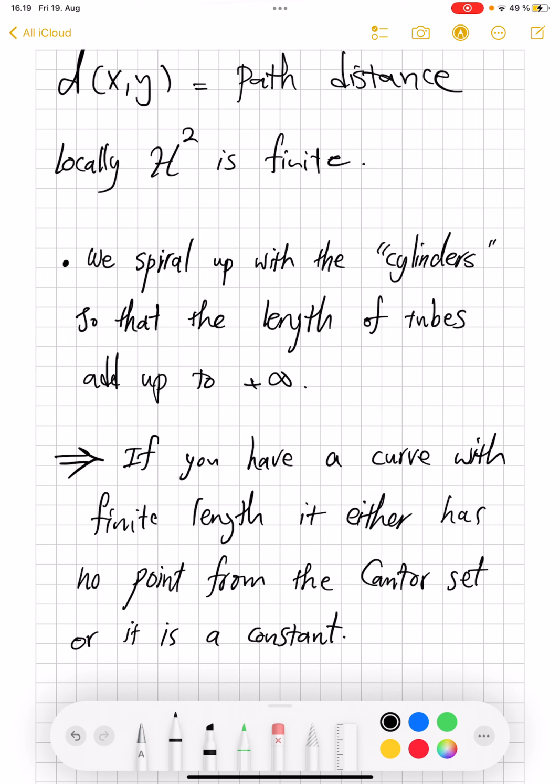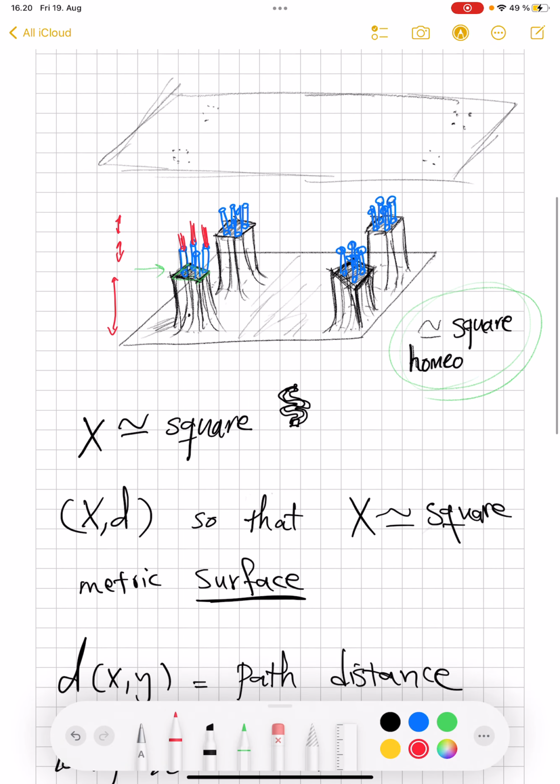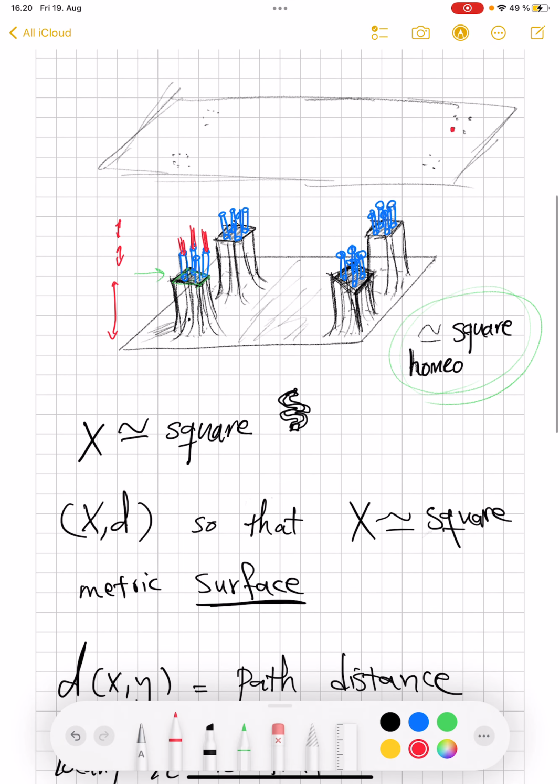That means if it hits the Cantor set, it has never left it. And the reason is exactly because of this infinite length along the spirals. So if you are at some single point in the Cantor set, of course you cannot move between Cantor sets, it's just totally disconnected. The only way to move from one point to another is to travel down a little bit, to come down to some level, and then travel along another path to the other one.